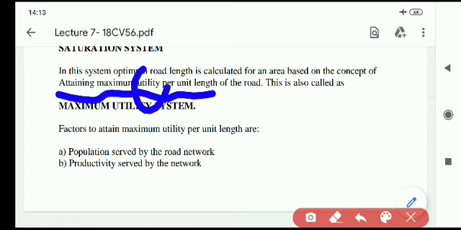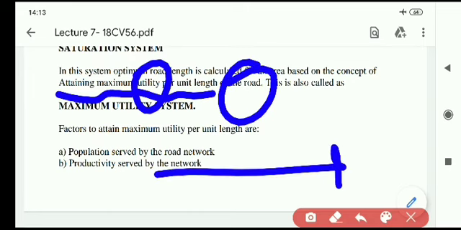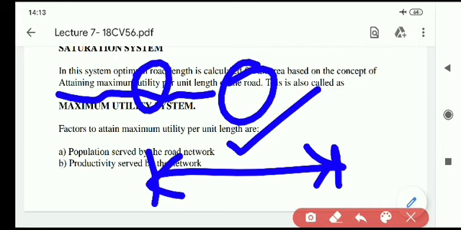What do you mean by utility? Utility is nothing but usage. What do you mean by per unit length of the road? A given stretch of the road. How this given stretch of the road is utilized, based upon that, the road network is fixed and ultimately the proposal is chosen. Whatever best proposal we are choosing here, that proposal is nothing but the saturation system.